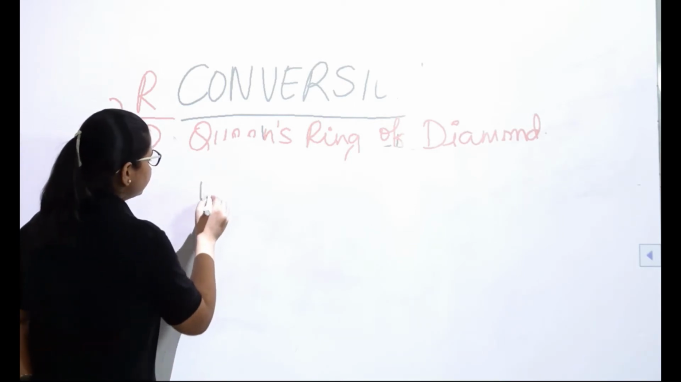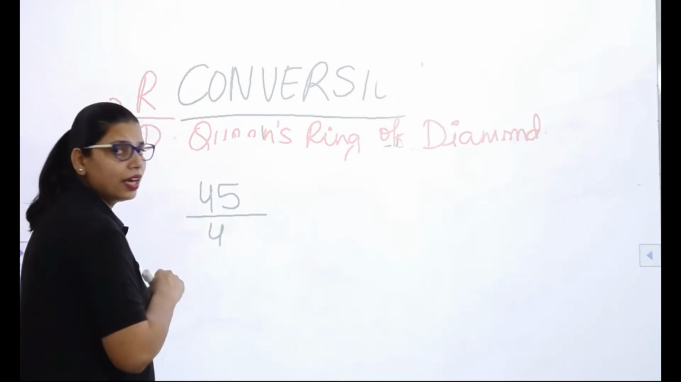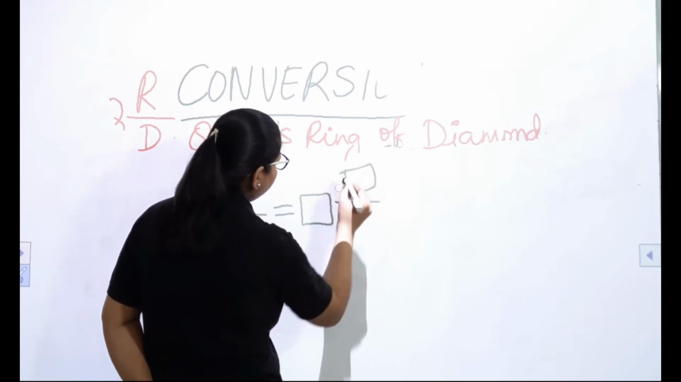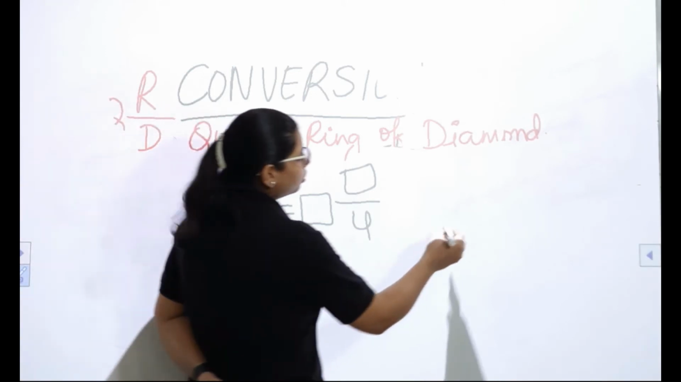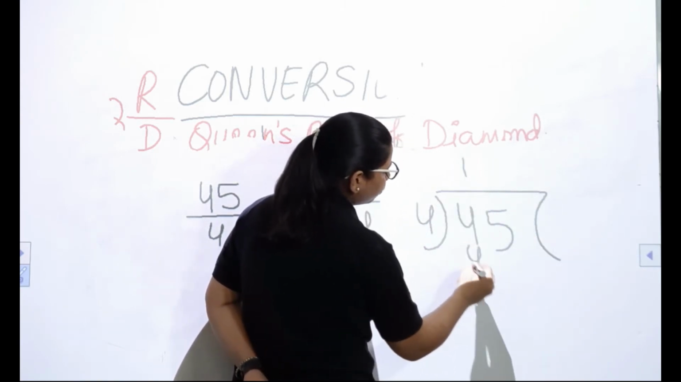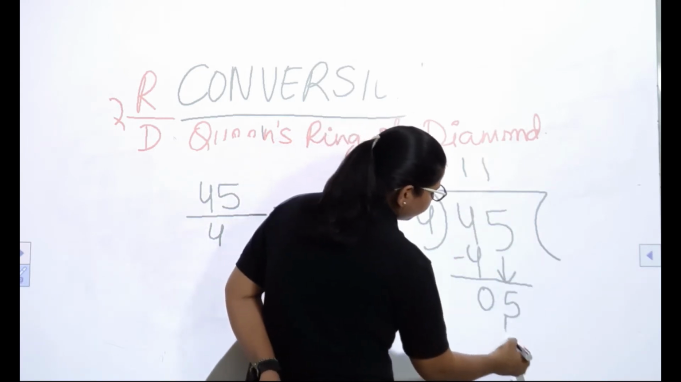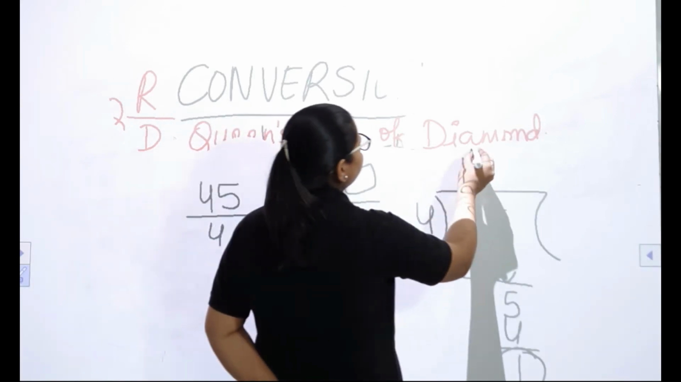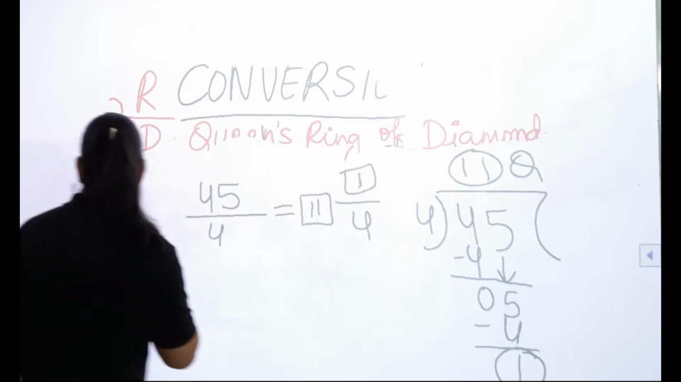The question is 45 divided by 4. Okay, so this is for queen, this is for ring, and 4 will come here, the denominator is here. Now what we need to do is divide. 45 divided by 4: 4 ones are 4, subtract, it's 0, bring down 5, again 4 ones are 4, subtract, 1. 1 is smaller, now we can't divide more. So the queen is 11 here, so we will place 11 and 1 is the remainder.